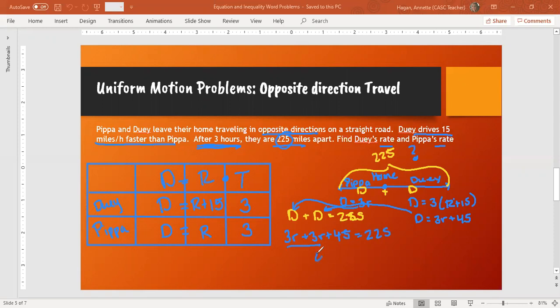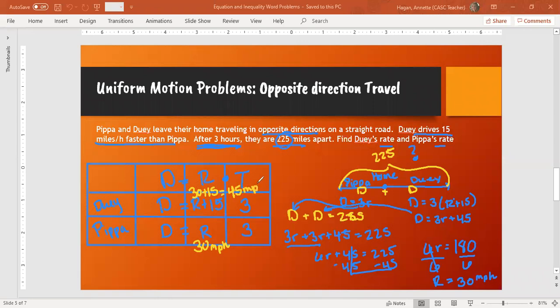So we combine like terms. I get 6R plus 45 equals 225. We're going to subtract 45 from each side. We get 6R equals 180. Yeah, that's right. And we're going to divide each side by 6. We get that the rate is 30 miles per hour. Okay, now whose rate is that? That is Pippa's rate. Pippa is going 30 miles per hour. Dewey is going 30 miles per hour plus 15 faster than that. So Dewey, the little speed demon, is 45 miles per hour.